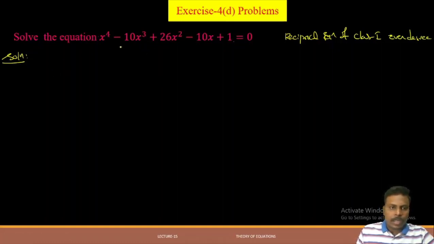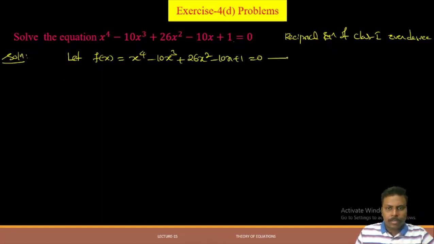So how do we solve this particular equation, of even degree and class 1? Let f of x is equal to x to the power 4 minus 10x cube plus 26x square minus 10x plus 1 is equal to 0. Okay, so we call this equation 1.